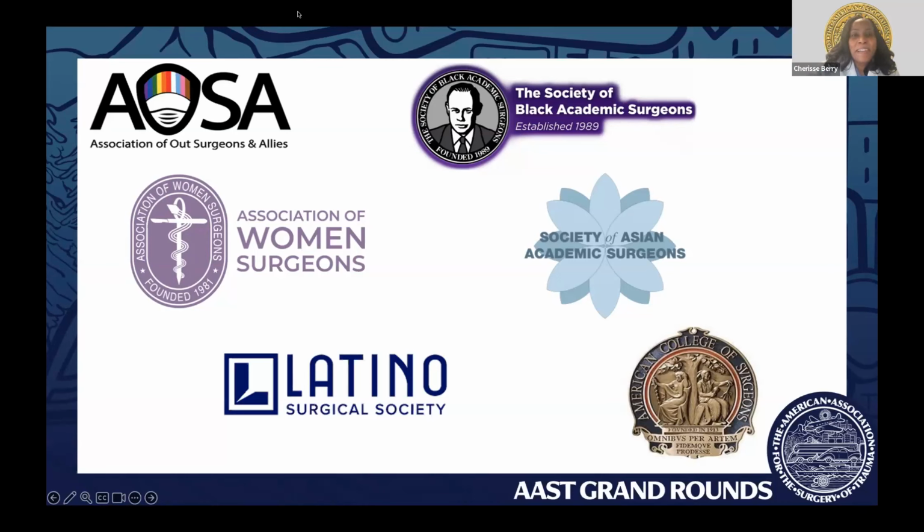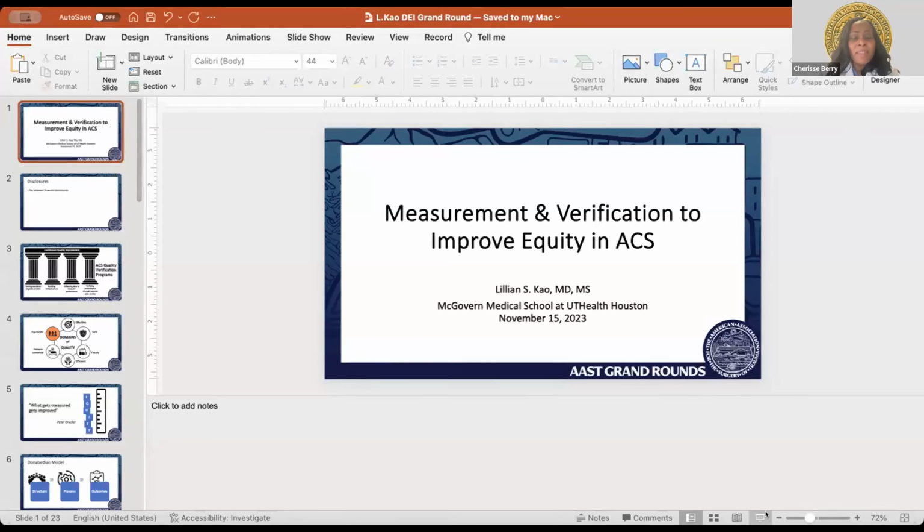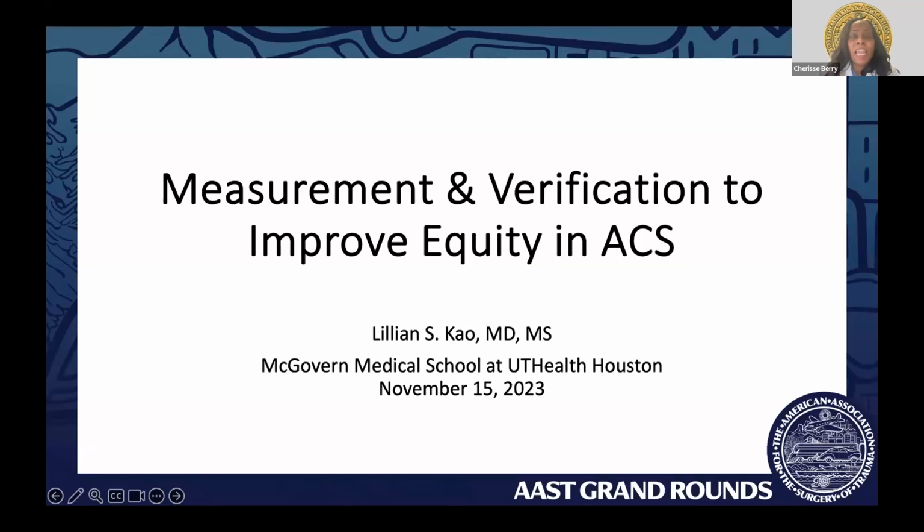And finally, last but certainly not least, Dr. Lillian Cow, professor of surgery at McGovern at UT Health Houston, is really going to talk to us about identifying those health equity metrics that we should be capturing as we adhere to this goal of how do we integrate and measure health equity standards within our field. Dr. Cow. Great, thank you. And thanks to everyone for joining us to talk about these important topics.